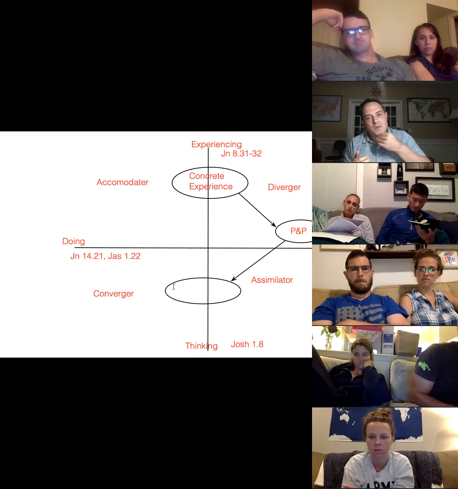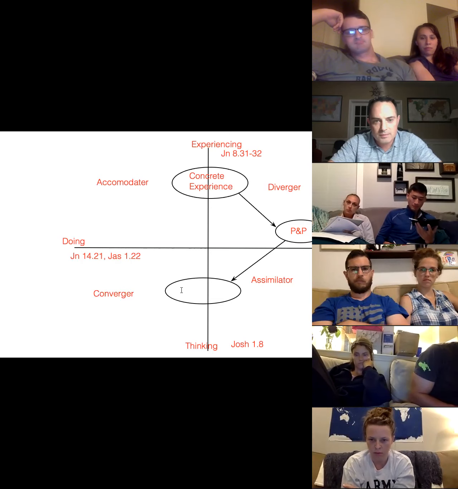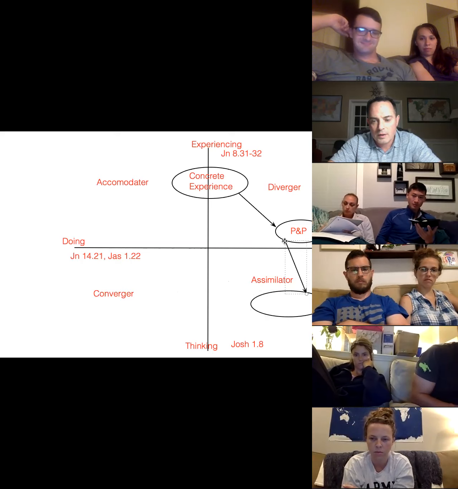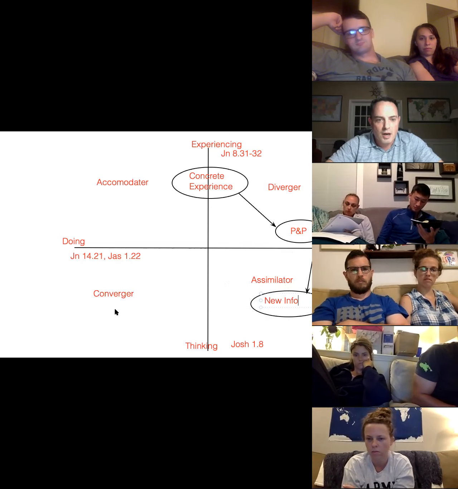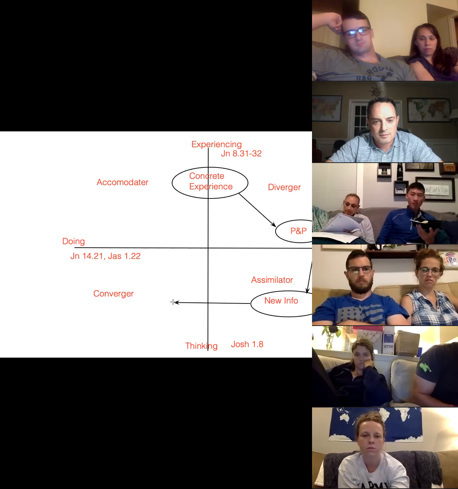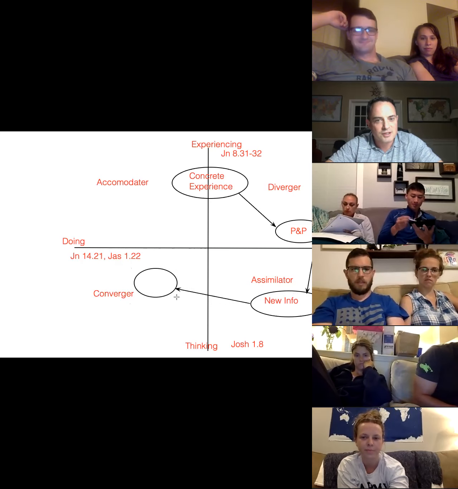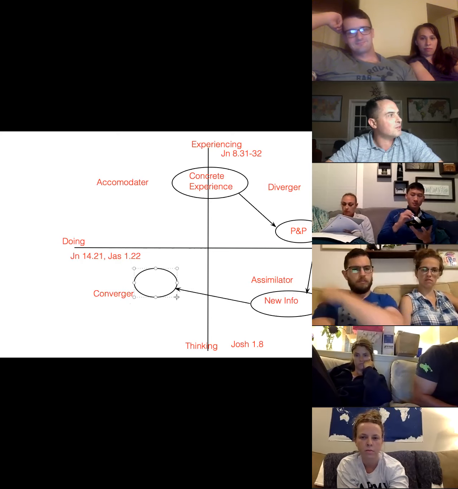Okay. Then we moved into new information. And I've been doing that as we've been going along too. How did I do that? This is an easy one. Tell us about accommodator, diverger, assimilator. I started teaching and you started drawing this picture. I was giving out new information.